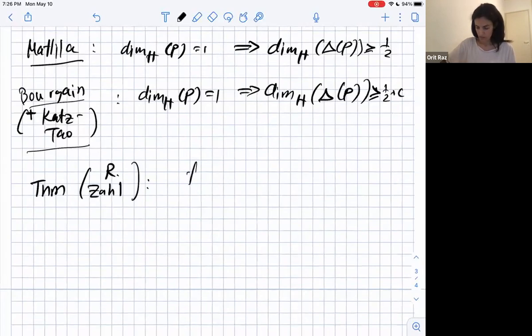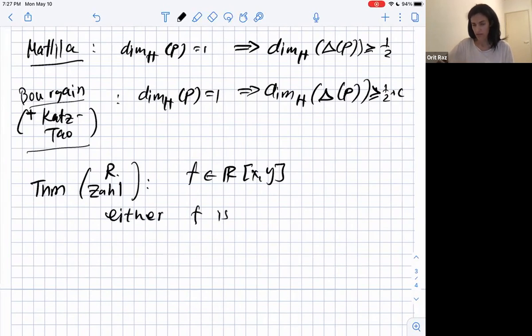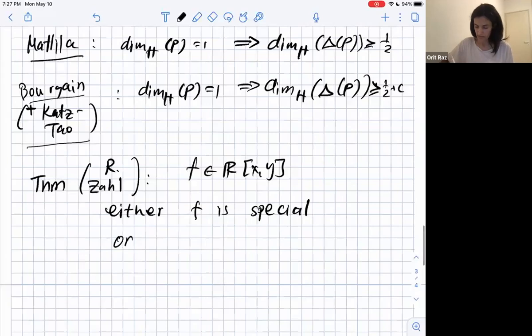And we proved that for a real polynomial in two variables, there are two alternatives. Either f is special, in the sense that I said at the beginning, so it's essentially x plus y or essentially x times y. So either f is special, what I denoted by star at the beginning, or otherwise it expands.